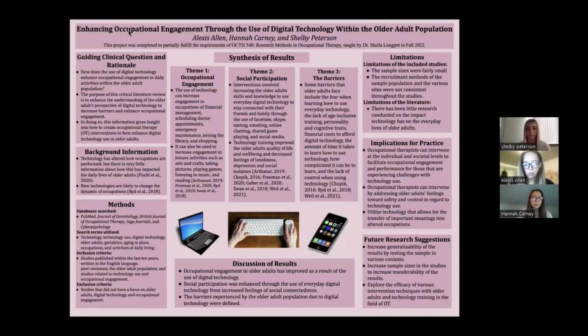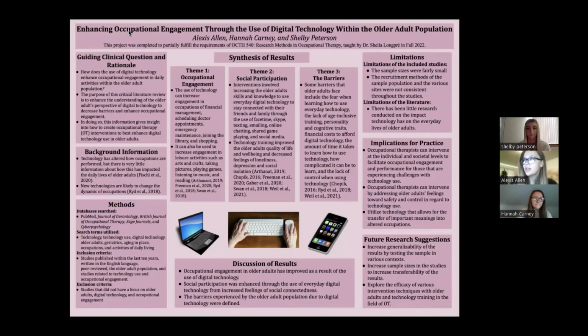The methods used to generate the results throughout this poster include database searches such as PubMed, Journal of Gerontology, British Journal of Occupational Therapy, Sage Journals, and Cyber Psychology. Search terms utilized include technology, technology use, digital technology, older adults, geriatrics, aging in place, occupations, and activities of daily living. The inclusion criteria were studies published within the last 10 years, written in the English language, peer-reviewed, and older adult population, and studies related to technology use and occupational engagement.